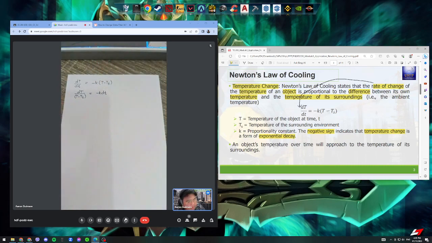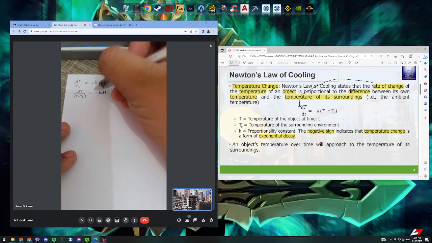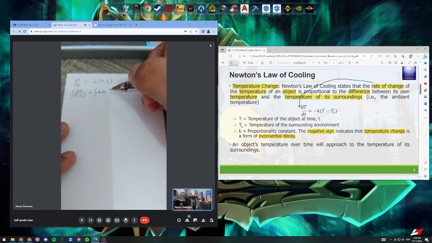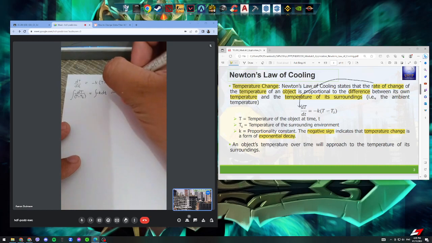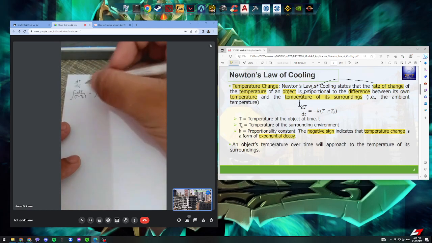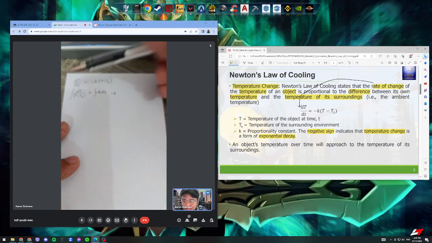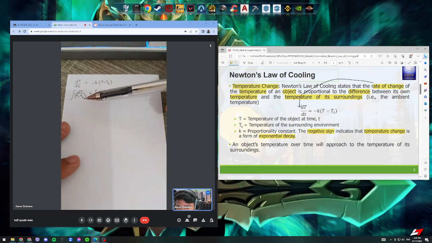And you saw in the quizzes that the scores were high. So I doubt that you still don't understand this. Okay, so after doing this one, we can now integrate both sides, right? By integrating both sides, this one can be simply integrated to ln of T minus Ts.